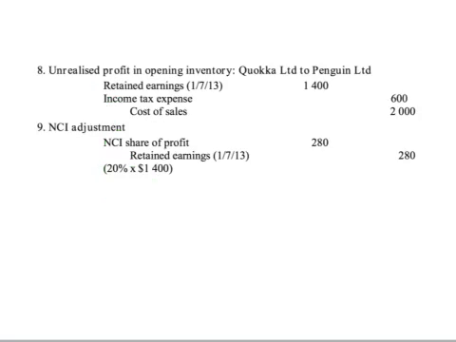The first being the unrealized profit in the opening inventory. Now, with intergroup transactions, where there are NCIs in the picture, always just remember that whatever the adjustment in the intergroup transaction is against the earnings of the subsidiary, a similar adjustment would be made to the NCI. So the NCI moves in line with what happens in the earnings of the subsidiary.